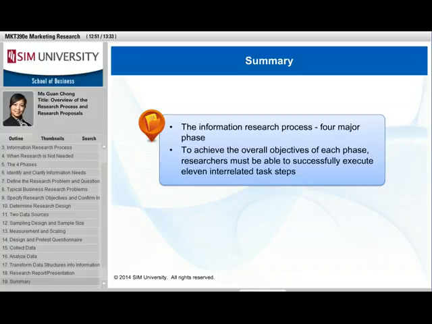To summarize, the information research process consists of 4 distinct phases: determine the research problem, select the appropriate research design, execute the research design, and communicate the research results. To achieve the overall objective of each phase, researchers must be able to successfully execute 11 interrelated task steps.